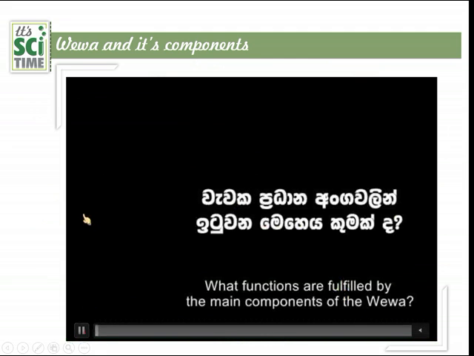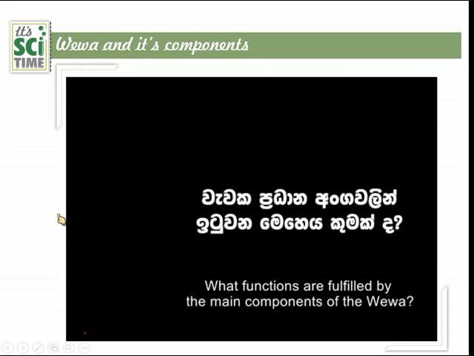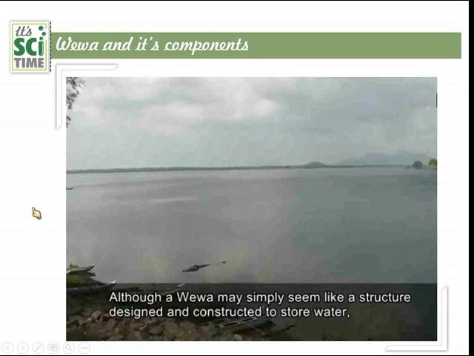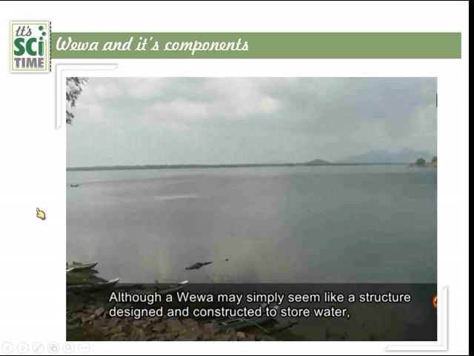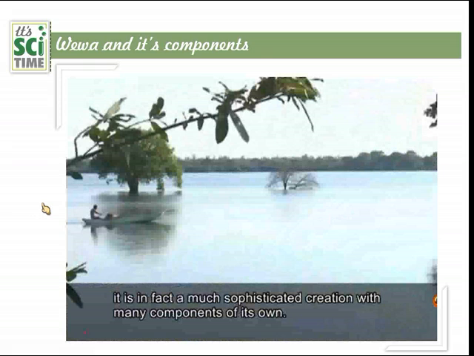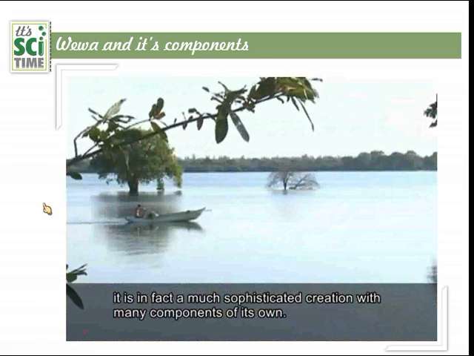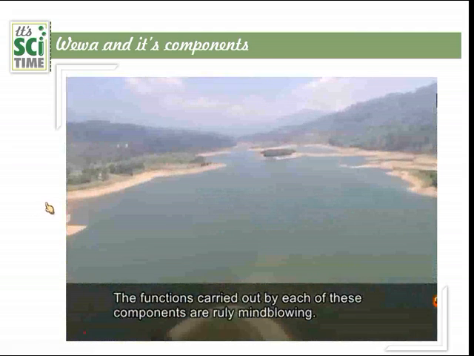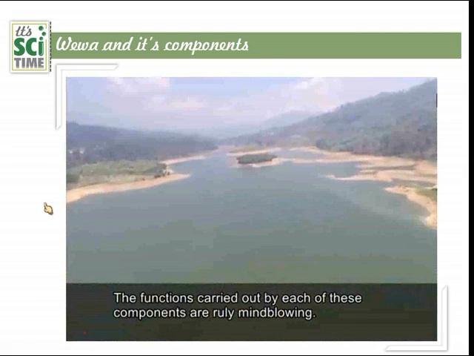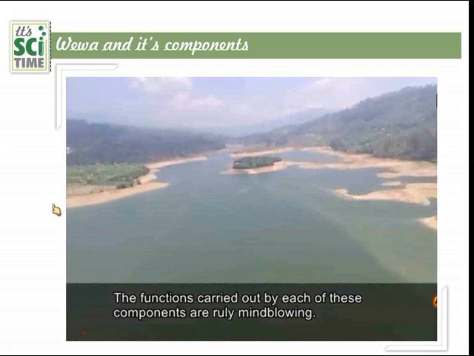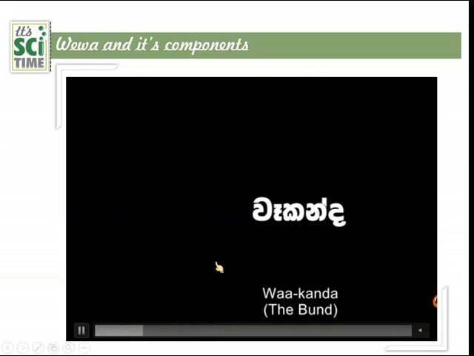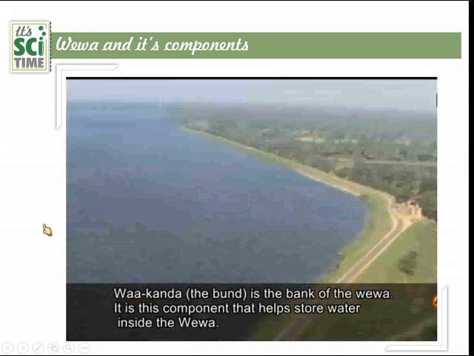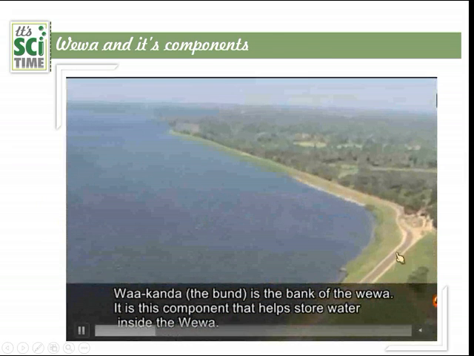Okay, watch it. So basic components of that, it seems actually it's a man-made thing, this Vava, and we use it in several ways for agriculture and also fishery industry. But the functions carried out by this one, and first thing is the bund. The bund is, this is the bund here.